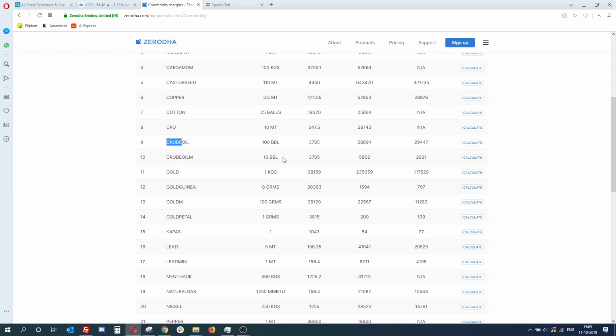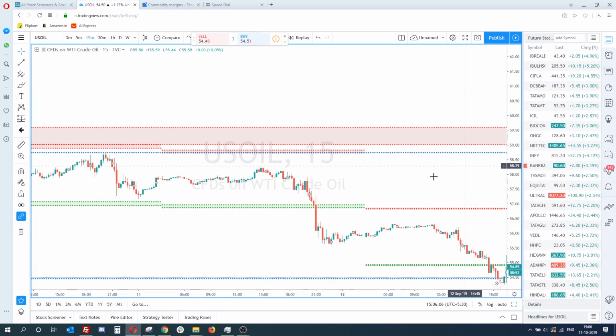If you are earning 10 points in crude oil mini, you will be earning 100 rupees. Each point you will gain 10 rupees. When it comes to crude oil mega, you need around 30k, and that is for Zerodha. If you are using a different brokerage, the margin will be different. If you book 10 points in crude oil mega, you will be earning 1000 rupees. So it's very easy to book 10 points every day in crude oil.